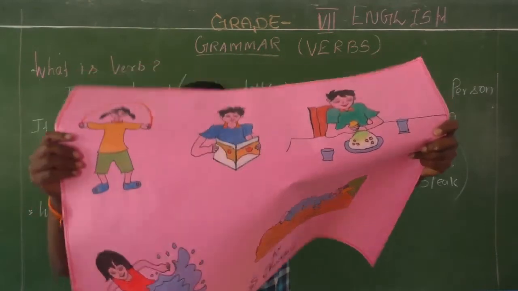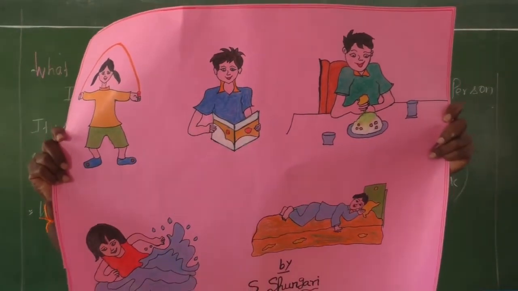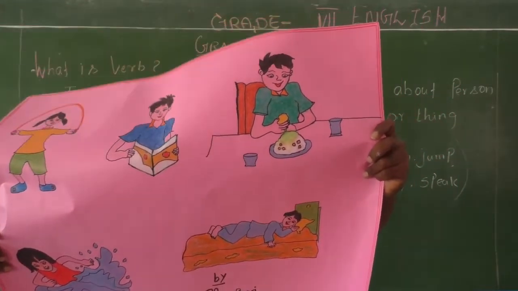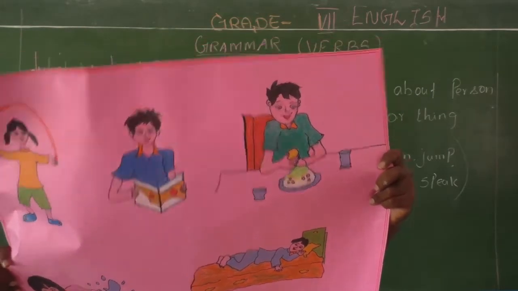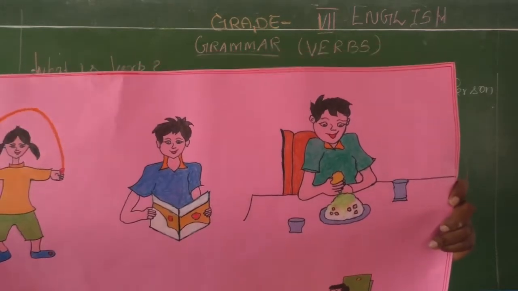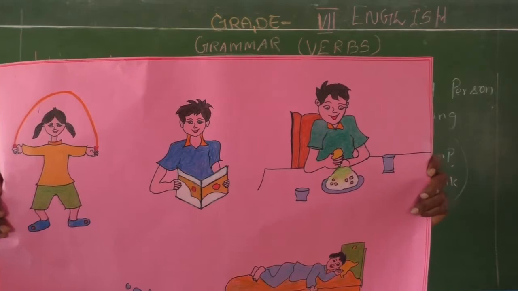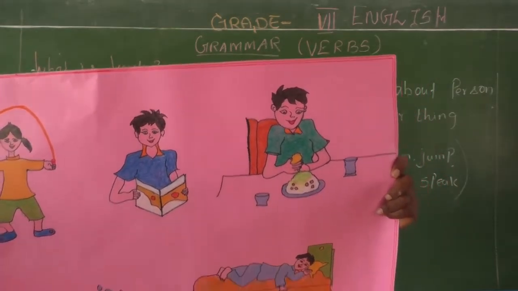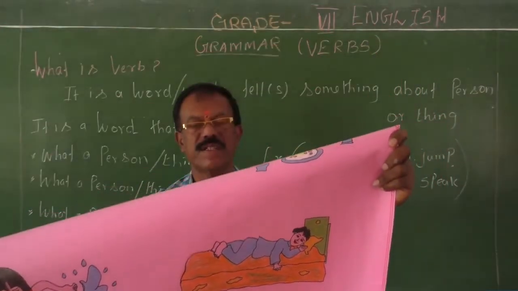See now this picture. A girl, she swims. What does she do? She swims. And then what does the boy do here? He sleeps on the bed. So this picture gives you a clear idea about the third important function of a verb. A girl skips, a boy reads, a boy eats, a girl swims, a boy sleeps on the bed.